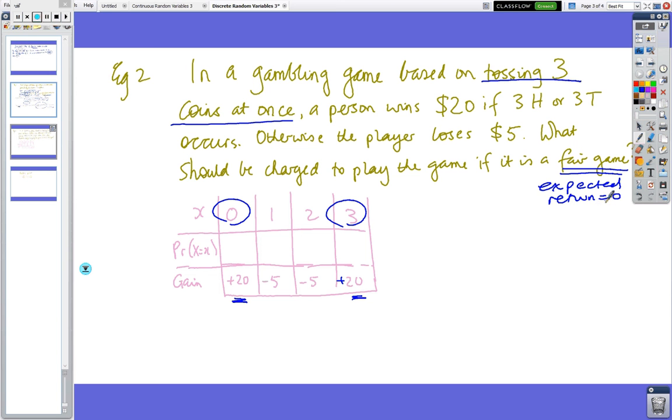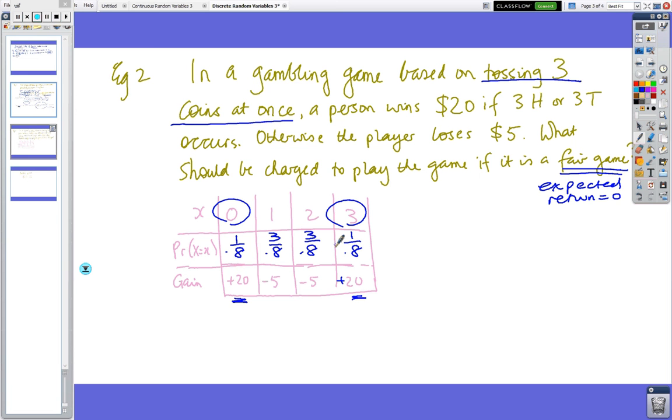I haven't put the probabilities in. If you want to use a tree diagram, or you might know this, or you can use Pascal's triangle, have a go, but these are pretty straightforward. The 0 answer is 1/8, the 3 answer is 1/8, and these other ones are 3/8. Those numbers add to 1. You can get that from tree diagrams or Pascal's triangle.